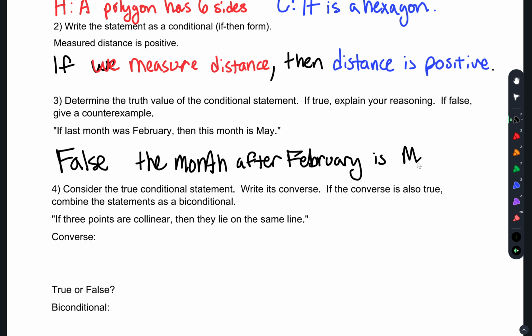Or sorry, it is March. Did I say May? Perfect. Questions? We're getting there.